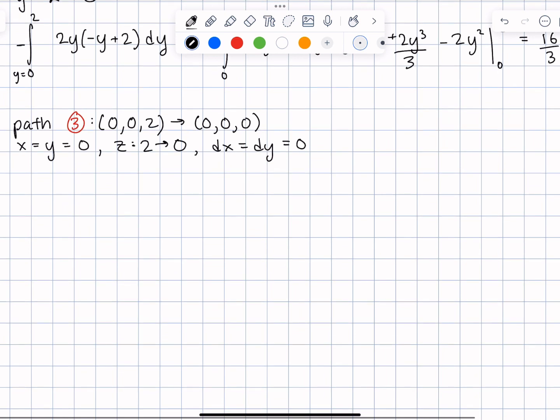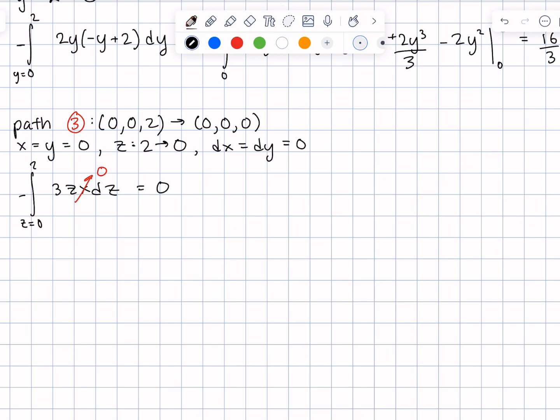So then our integral becomes, z is going from 2 to 0, but we can just make that be from 0 to 2 and put a negative here. And then we'll have 3zx dz. However, again, our x is going to be 0, so we don't need to worry about this. And we're just going to get a 0 for that integral.